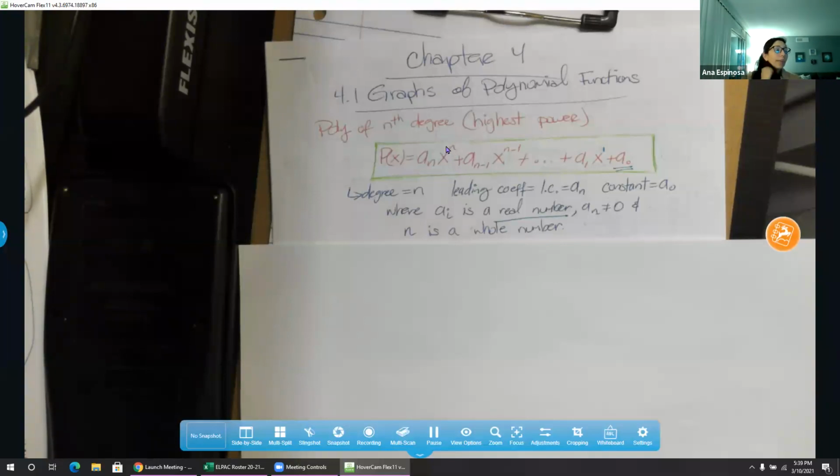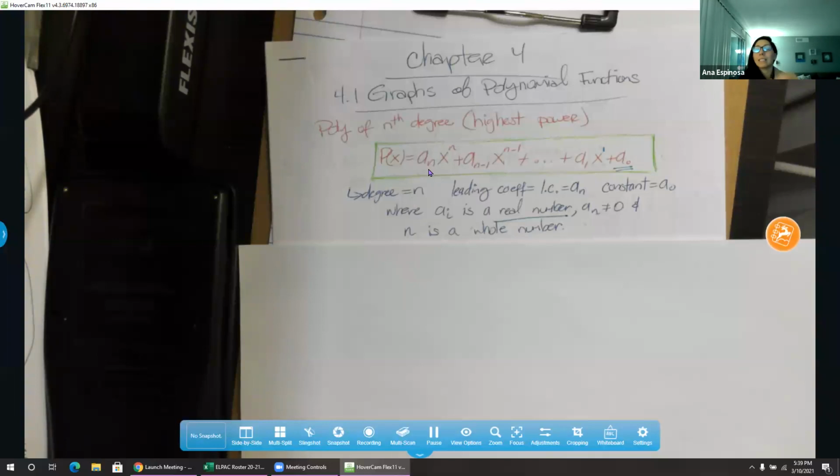Okay, the degree of any function is the highest power. Even if it's out of order, you don't look at the first one, you look at the highest power. The next thing is the leading coefficient, a sub n, and instead of writing the whole word leading coefficient, I'm just going to put LC.